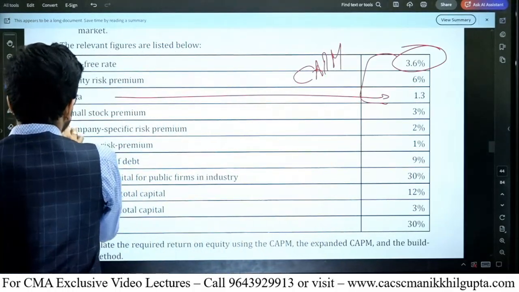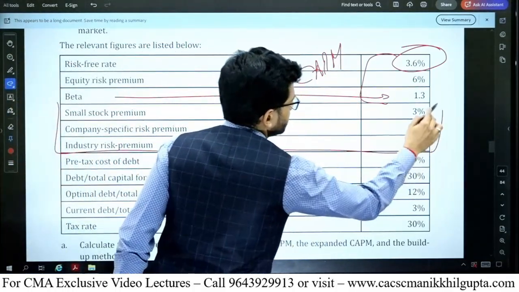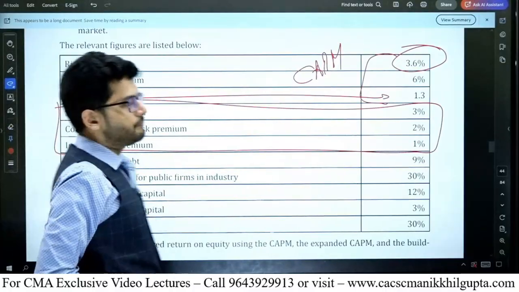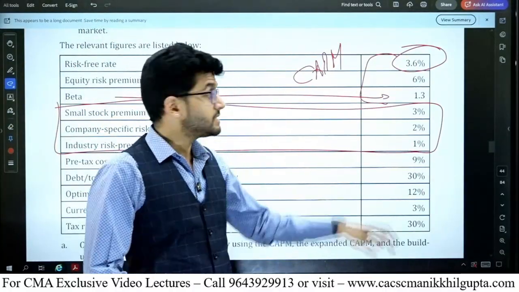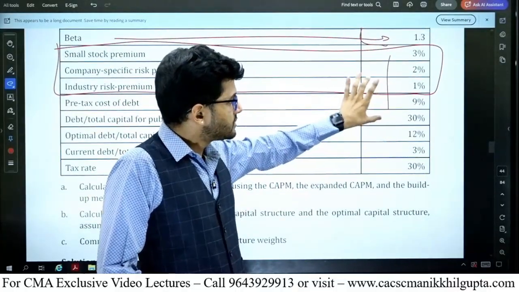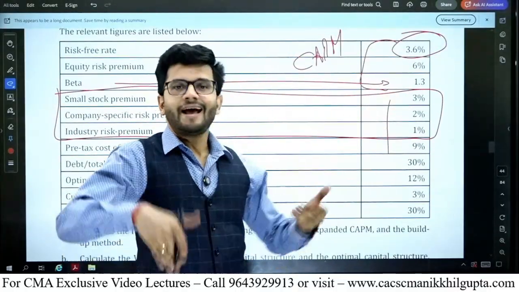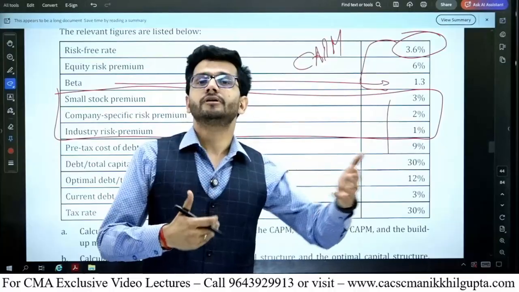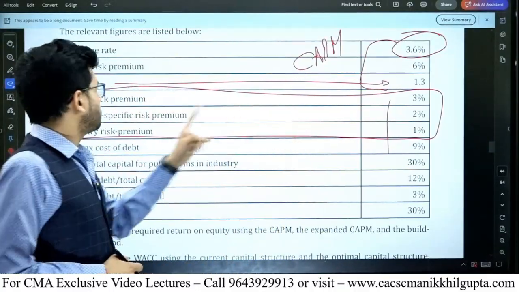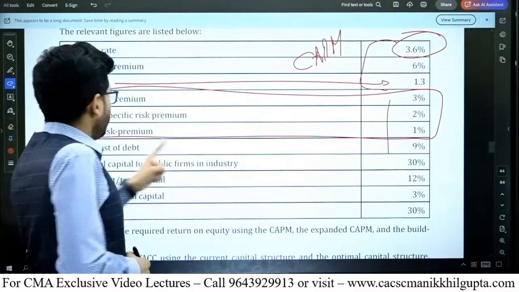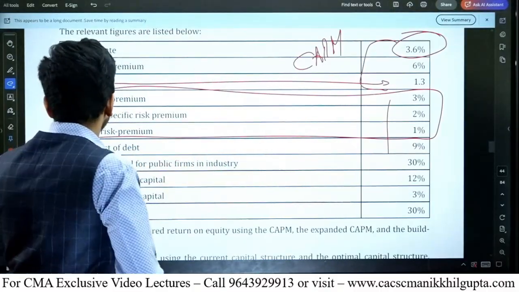But over here, three more risk premiums are given to you. This will enhance our cost of equity further. These are additional risks apart from the normal risk. That is the role of these three risks, which are small stock premium, company specific premium, and industry risk premium. This will increase our cost of equity.